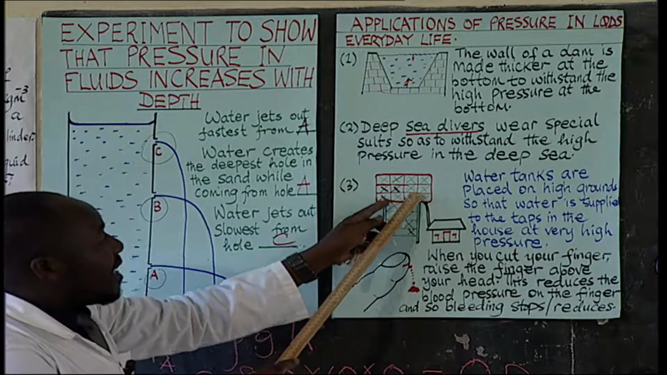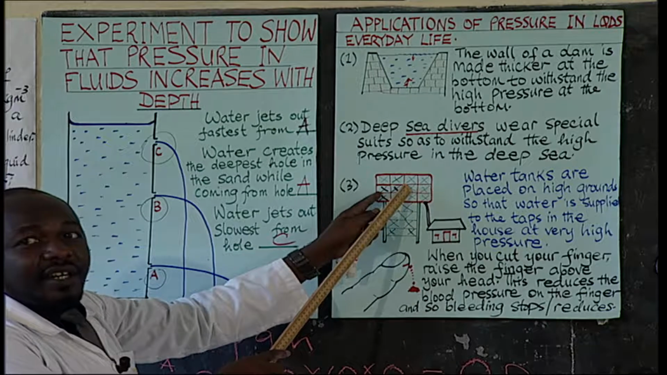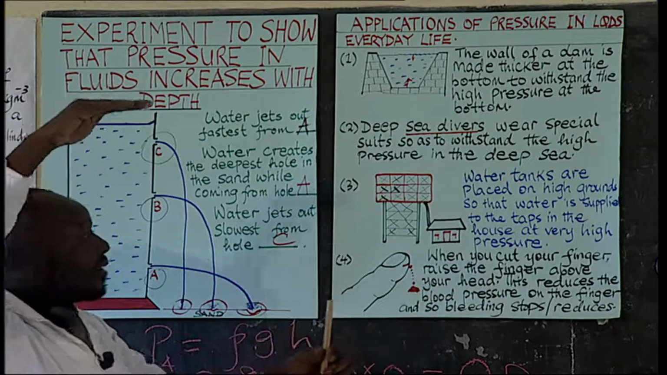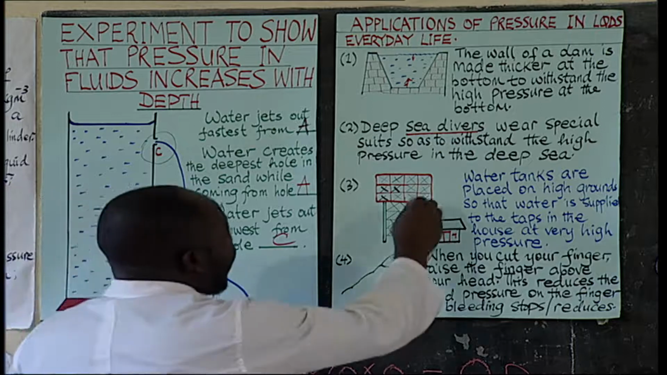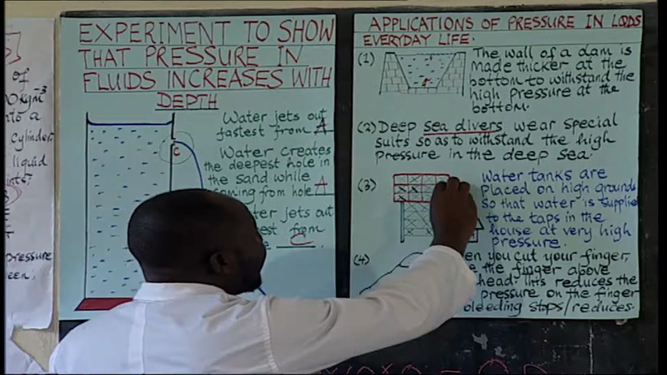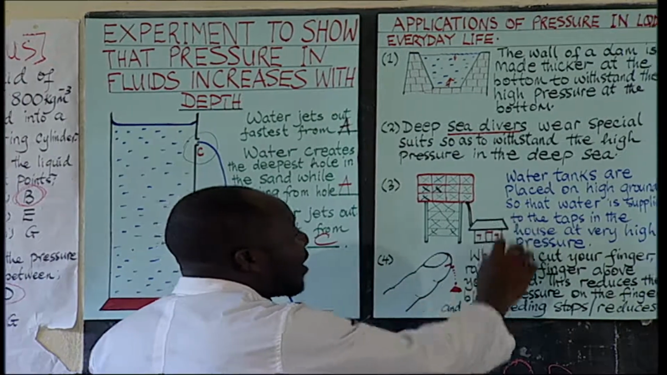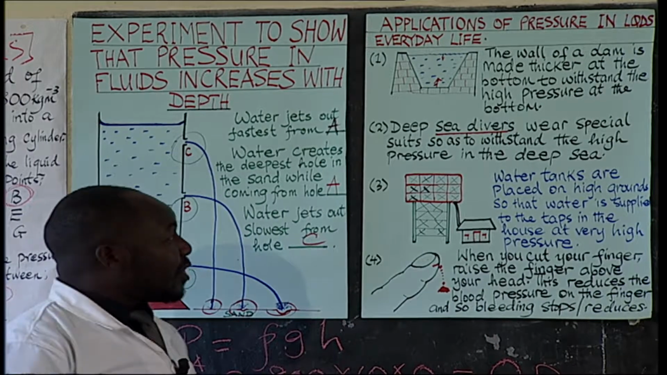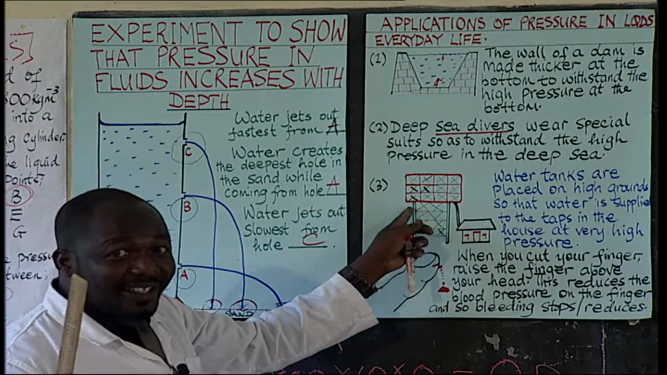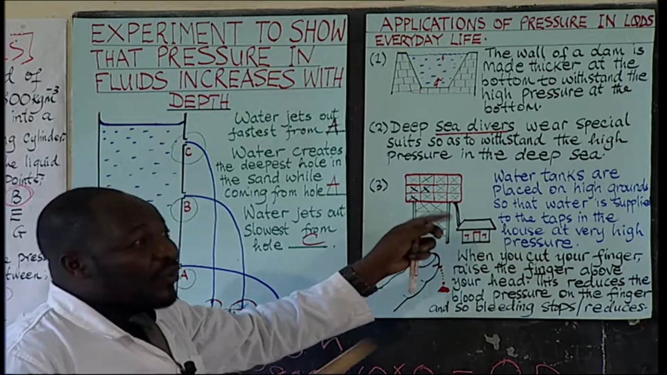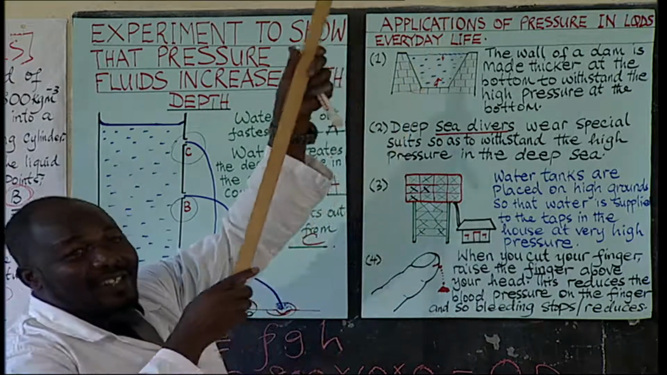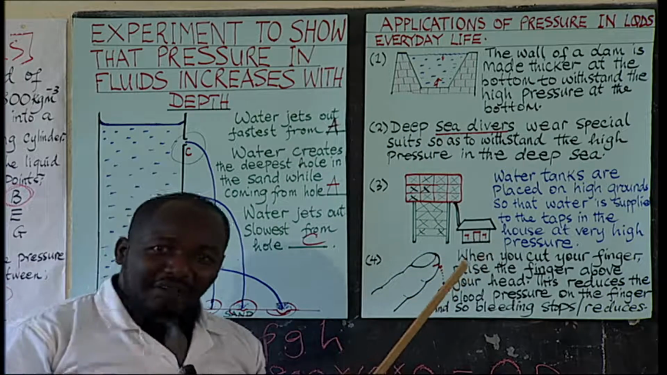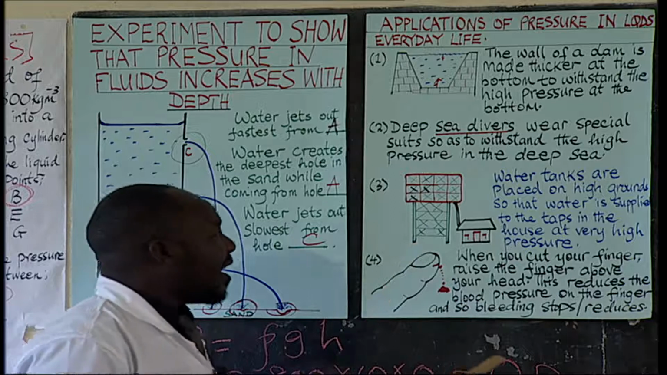So water tanks are placed on raised platforms, very high above the house, so that when water is released from this tank, as it comes to your house, it comes with a lot of pressure. Because we have said pressure increases with what? With depth. So when you release water from the tank, which is up there, by the time it reaches your tap in the house, the water will be having a high pressure.